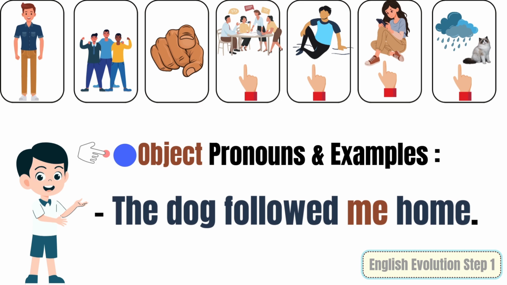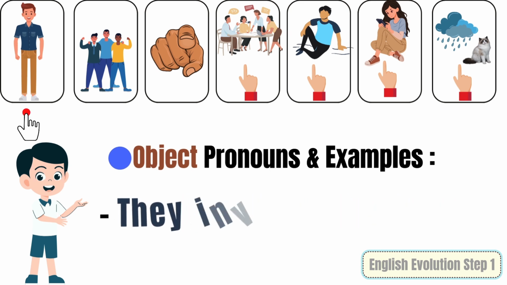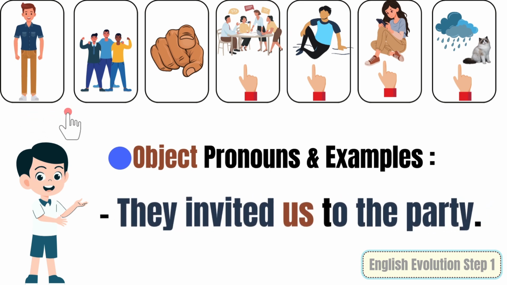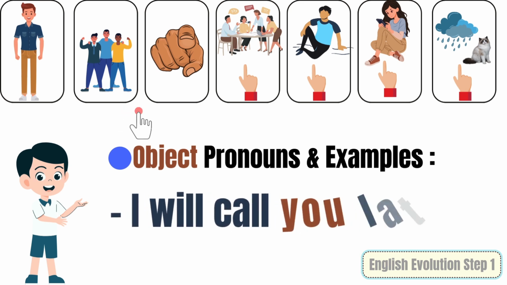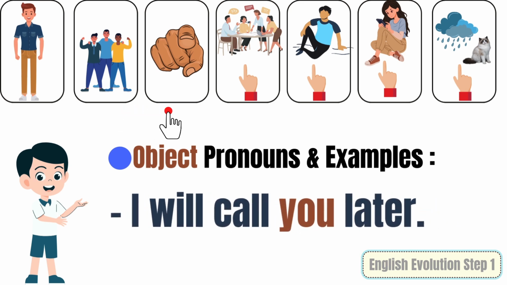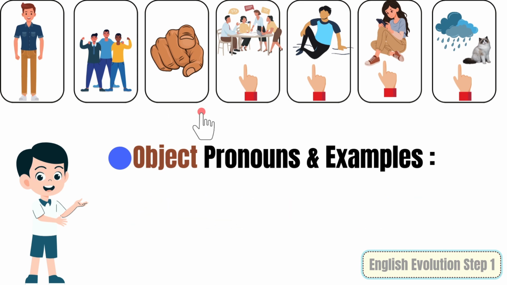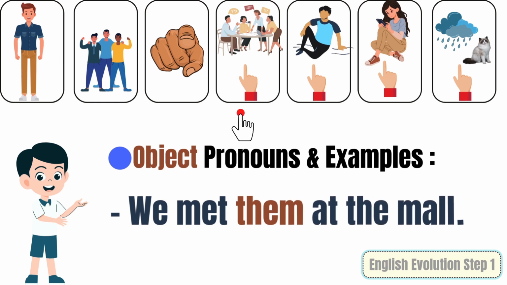Object pronouns examples. The dog followed me home. They invited us to the party. I will call you later. We met them at the mall.